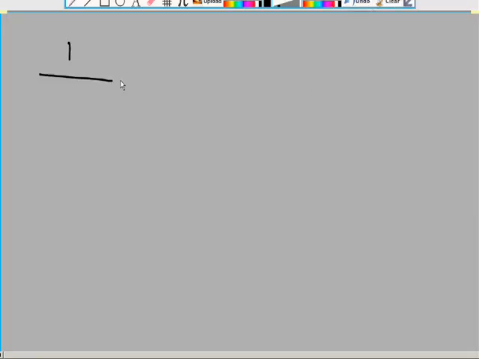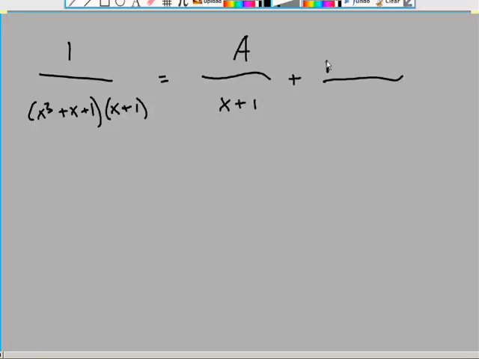So what would happen if I had 1 over, let's say, x cubed plus x plus 1, and let's just pretend that this doesn't factor, and then we're going to multiply that by x plus 1? Well, again, you could write it this way: a over x plus 1, plus, and then over here, you'd end up with bx squared plus cx plus d over x cubed plus x plus 1.